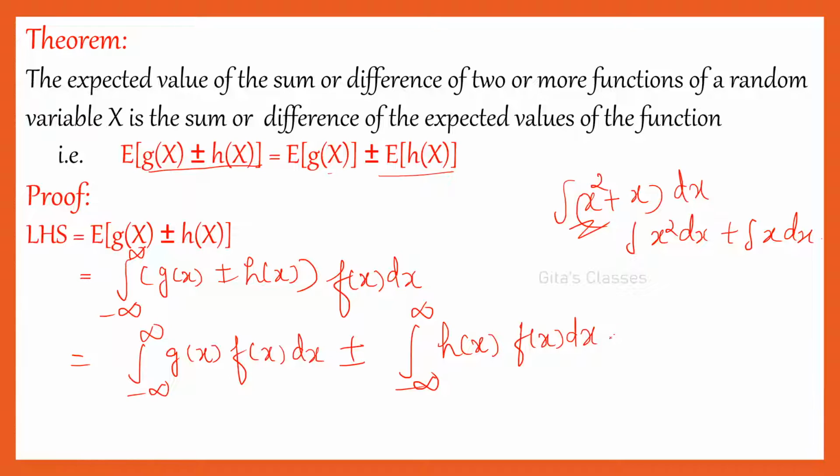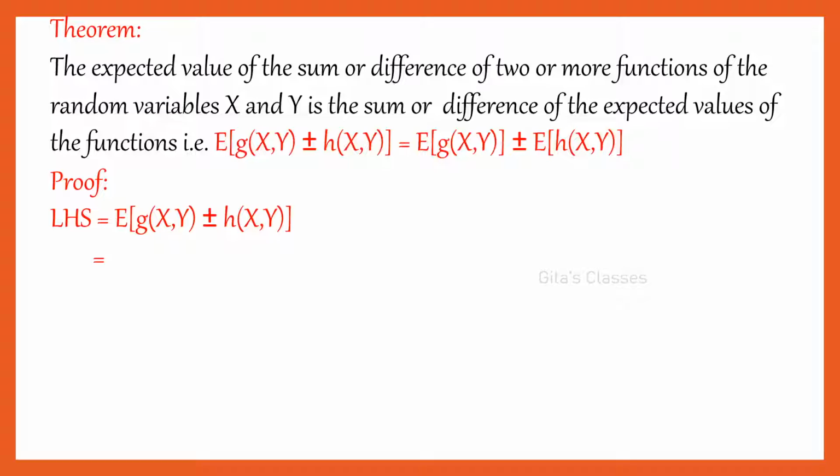What is this? The first term is g of x f of x dx, so it is the expectation of g of x, plus or minus the expectation of h of x. Please remember, if you write plus here, you should write plus throughout. You are not supposed to write plus here and minus here. If it is plus, throughout plus. If you write minus, it is minus throughout. Don't mix them.